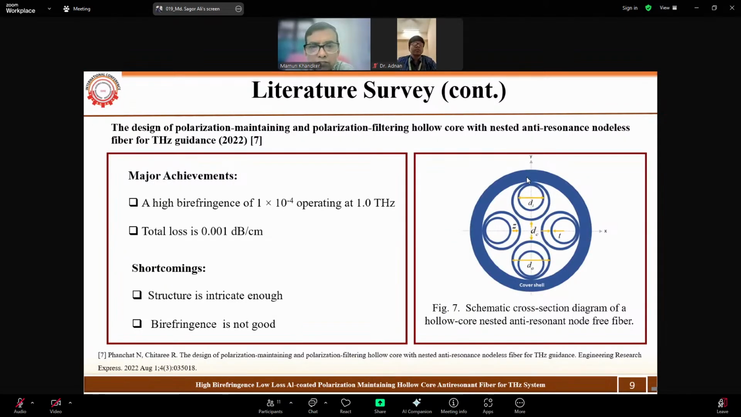The design of polarization maintaining and polarization filtering hollow core with nested anti-resonant nodeless fiber for terahertz guidance. In this paper, the achieved high birefringence is 1 × 10^-4 operating at 1 terahertz. The total loss is 0.01 dB per centimeter. Shortcomings: the structure is intricate and the birefringence is not good.